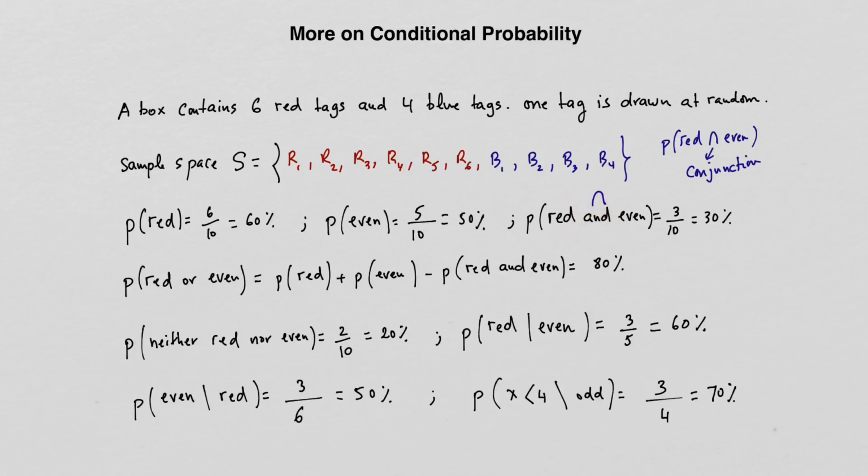Okay? So what's the chance of picking red and even? So it has to be red and even. Now whether you say red and even or you say even and red, it doesn't matter, right? Intersection is commutative. A and B or B and A mean the same thing. So we're going to pick red, and at the same time it has to be even. So we have 1, 2, 3. So there are 3 out of 10 chances. Okay, so that's 30%.